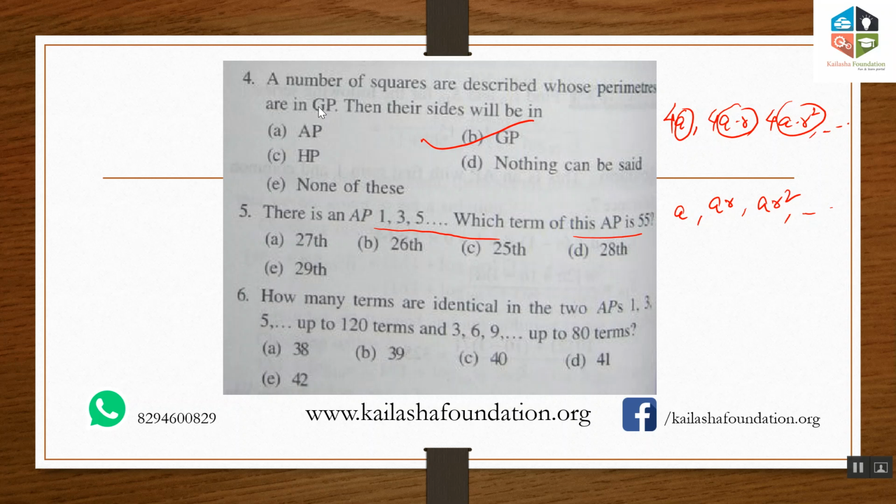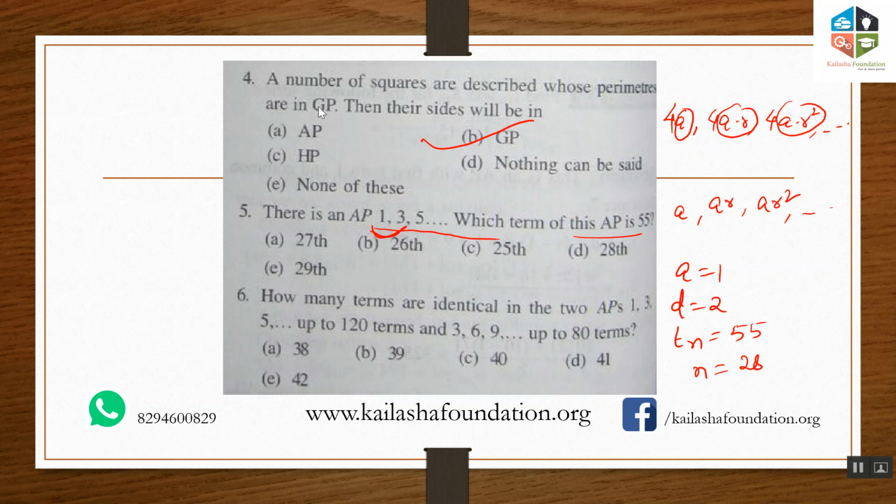Another way is the long method. The formula: A is equal to 1, D you can clearly see is 2, Tn is 55, and we have just solved two problems of the same type. So n will come out to be 28.